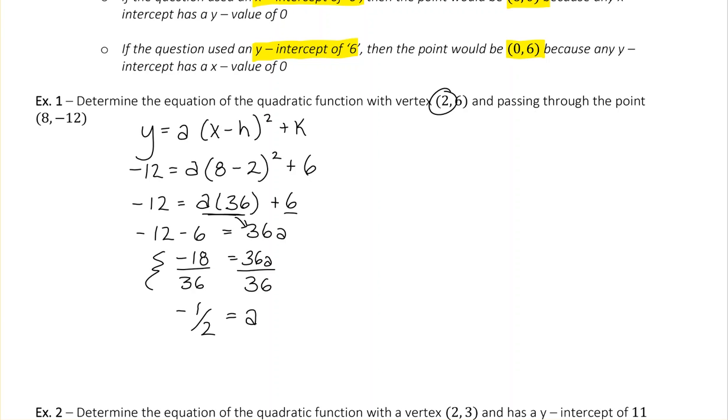So you've solved that. Your a value is -1/2. Therefore all you have to do is rewrite your equation with your a value and your vertex. Well, a is -1/2, and the vertex portion was given to us in the question. And there you have the equation in vertex form.